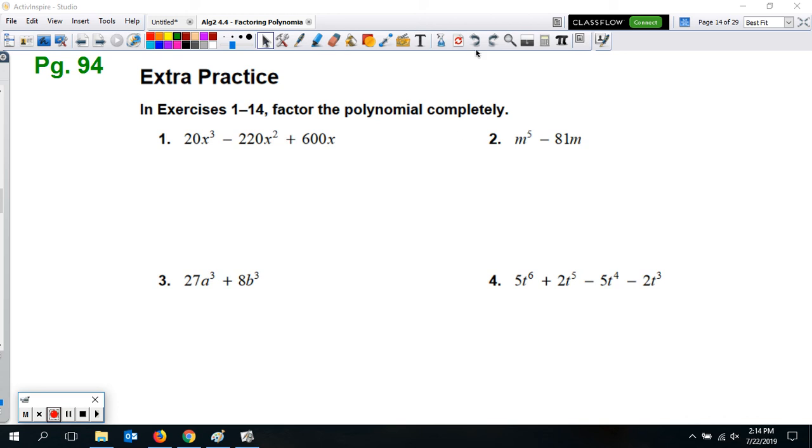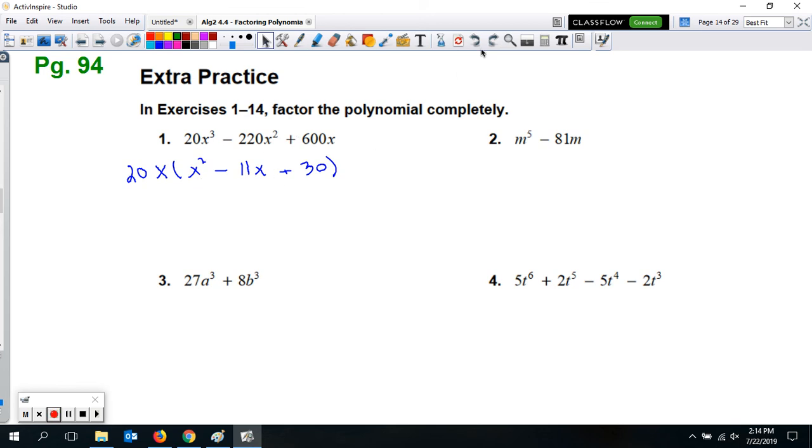All right, so hopefully you did this one, and we're going to factor out the GCF. So 20 can go into 220 and 600, so we're going to factor out that number, and we're also going to factor out an x because there's at least one x in each of these. So 20x is going to come out, and then we have our parenthesis. And from our first term, when we factor out 20x, we're going to be left with an x squared. From the middle term, it's going to be a negative 11x, and from our last term, it's positive 30. If you distribute that back into here, you'll get back to your problem.